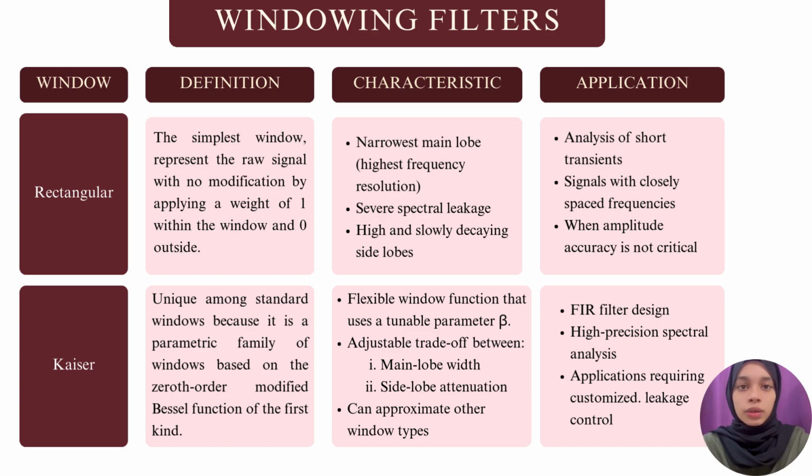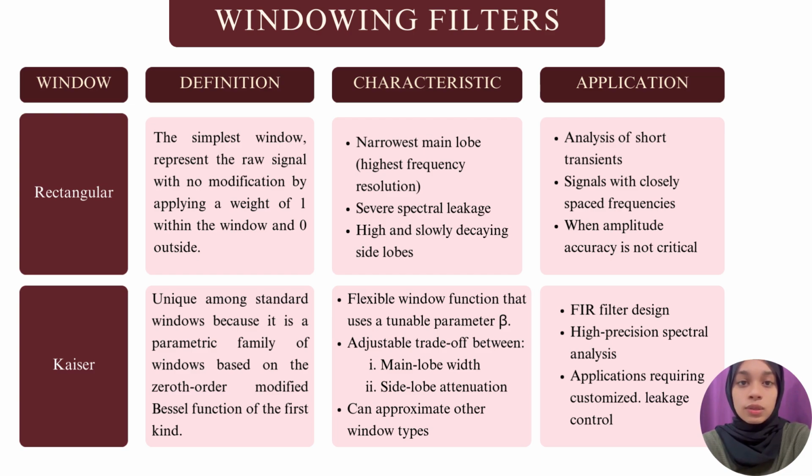Application of rectangular window. It is best suited for analyzing transients that fit entirely within the window or for separating signals with very closely spaced frequencies where amplitude accuracy is secondary. For Kaiser window definition, it is unique among standard windows because it is a parametric family of windows based on the zeroth order modified Bessel function of the first kind.